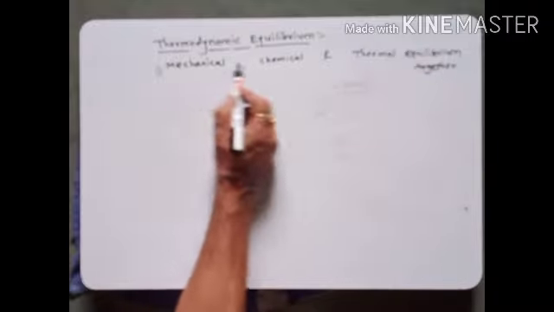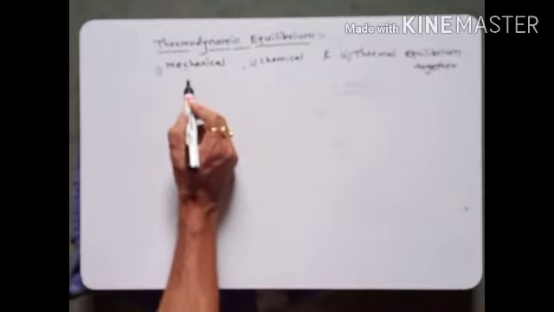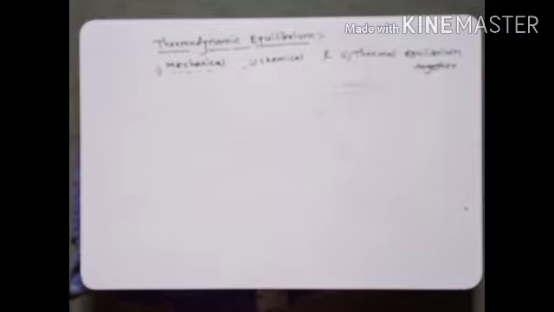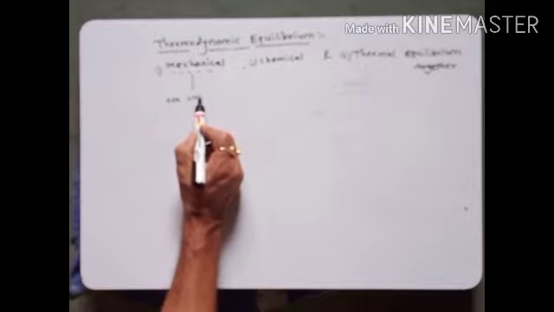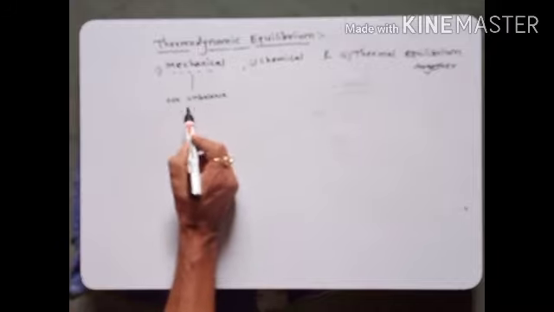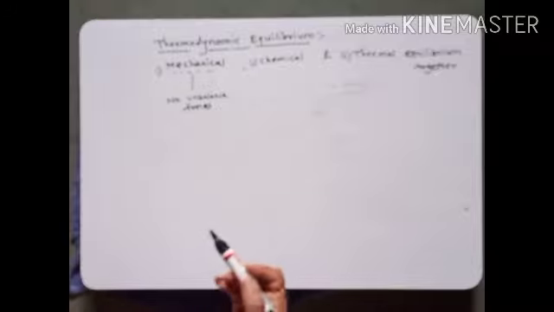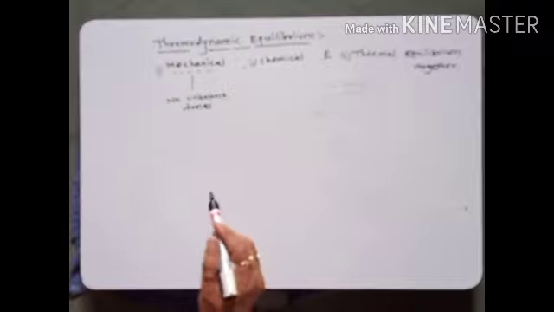See here, one by one, 1, 2 and 3. Suppose first we consider mechanical equilibrium. What is meant by mechanical equilibrium? When there are no unbalanced forces between various parts of the system and surrounding, then that system is said to be in mechanical equilibrium.